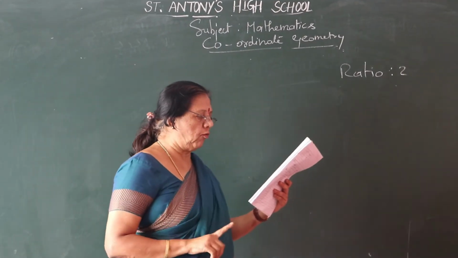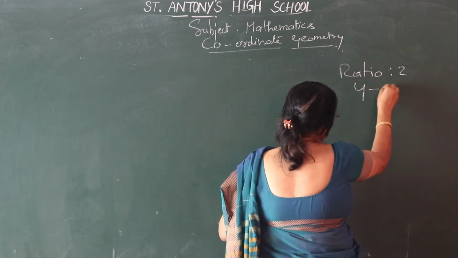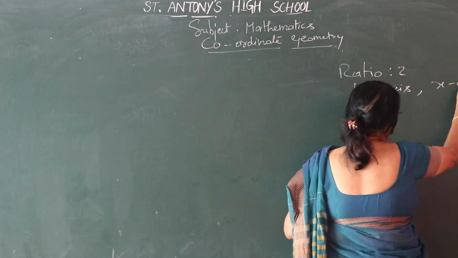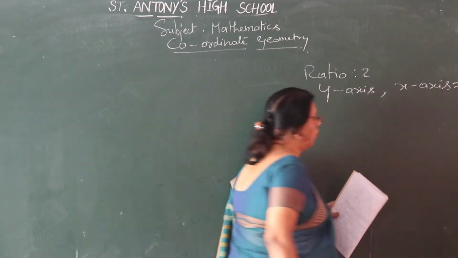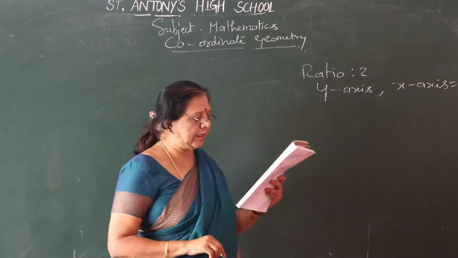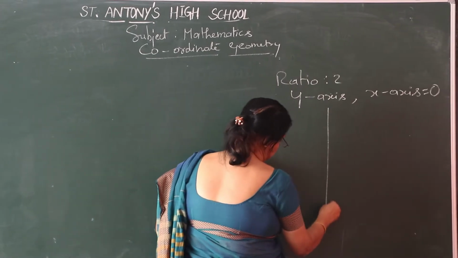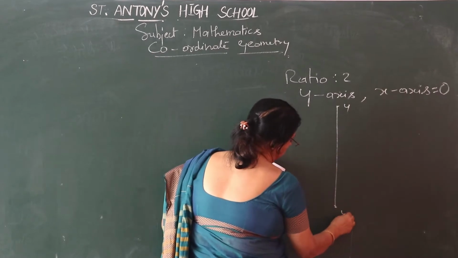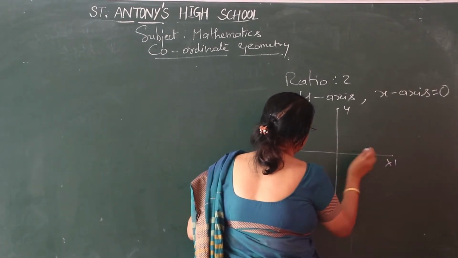In which axis have they given? The y-axis they have given, children, but the x-axis is not given, so that is equal to 0. The y-axis divides the segment joining the points. This is the y-axis, y dash, x dash, and this is 0.